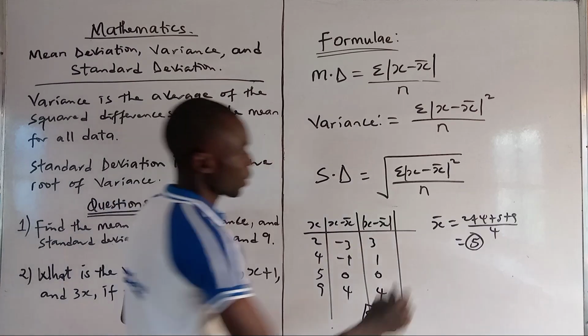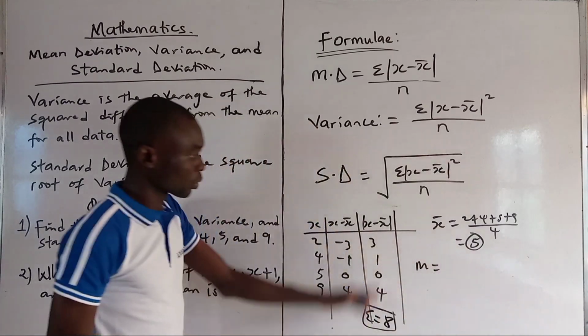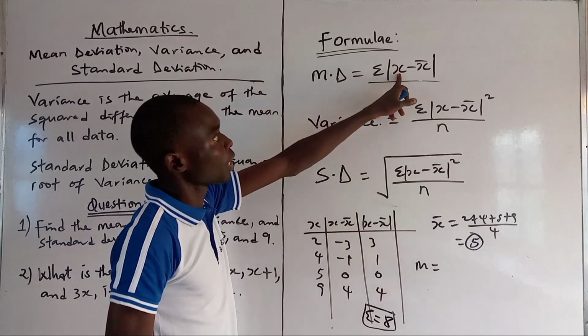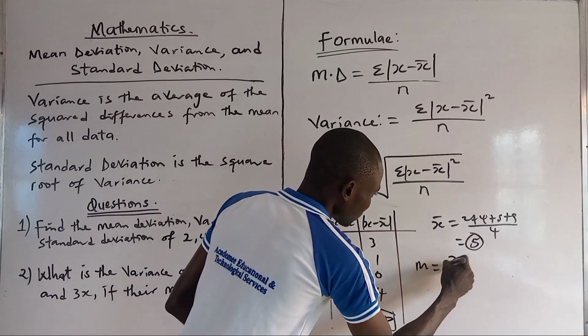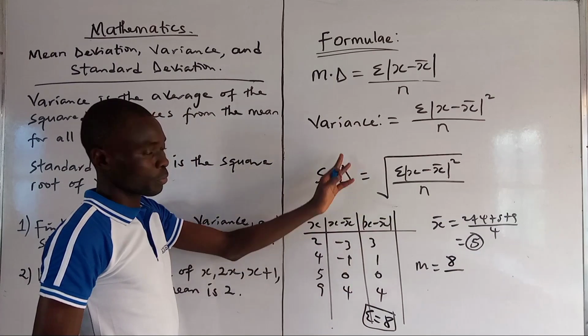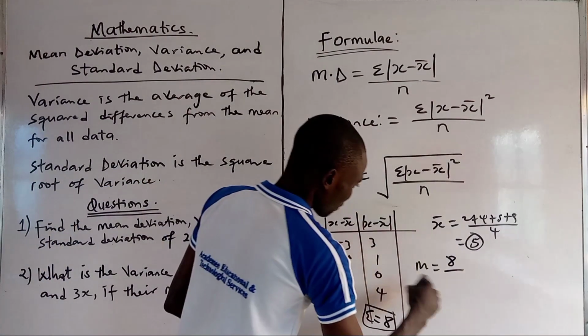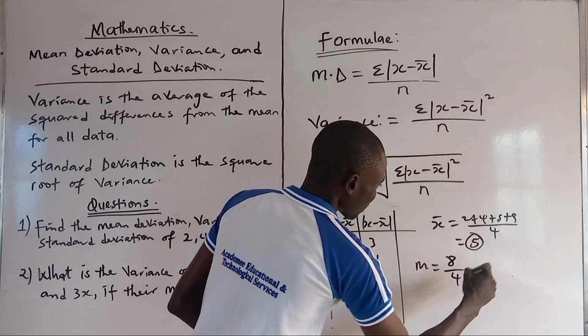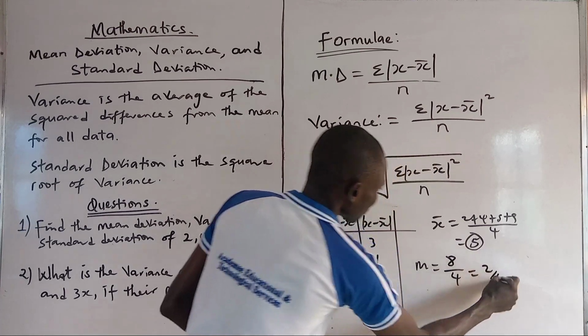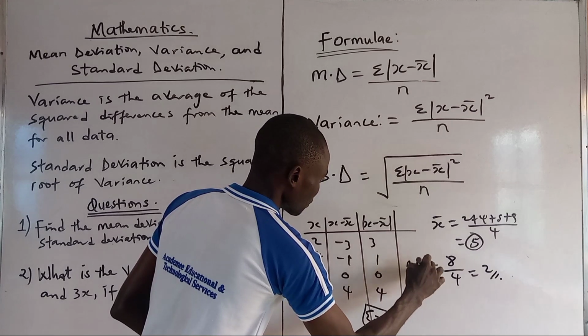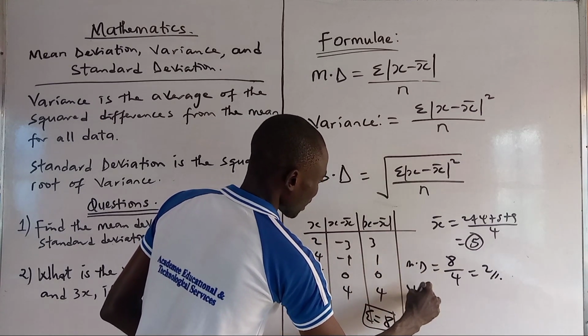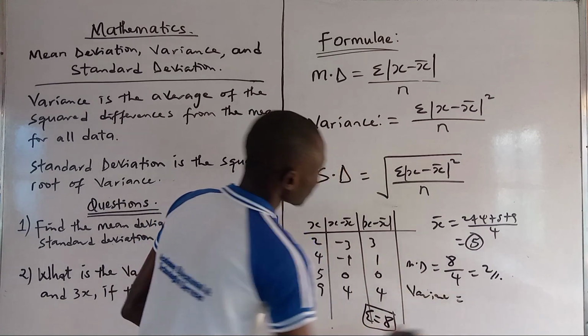Now, to find our mean deviation, which is the sum of the absolute value of x minus x bar over n, the sum here is 8. Our n is the number of data we have, and there are 4 of them. So 8 over 4 is 2. So our mean deviation is 2. What will be our variance?